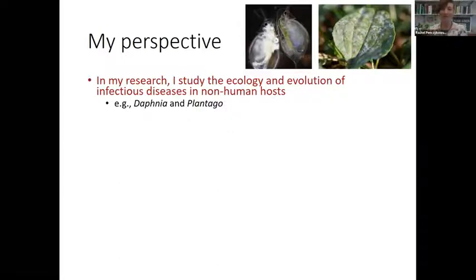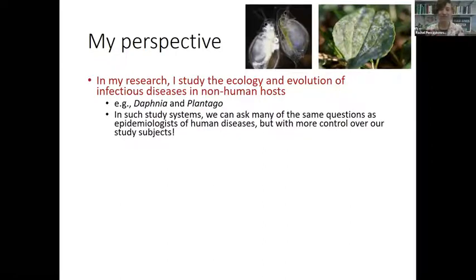also ecologically relevant ones. And my lab here at WashU primarily focuses on interactions between plants, specifically Plantago species, and their powdery mildew pathogens. So this is another fungus. It's also really easy to see, which I appreciate. And in these study systems, we can ask many of the same questions that epidemiologists who study human diseases ask. However, we have a lot more control over our study subjects, which, as you'll see in the slides throughout this lecture, is really a beautiful thing, and one that we're not so lucky to have when it comes to understanding diseases of humans. There's just a lot that we can't know for a variety of reasons.